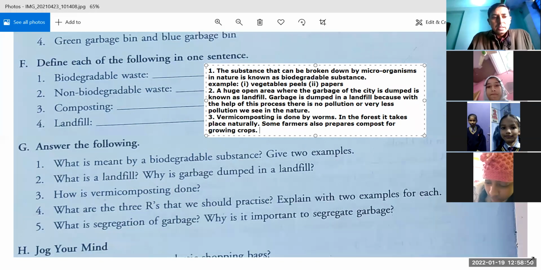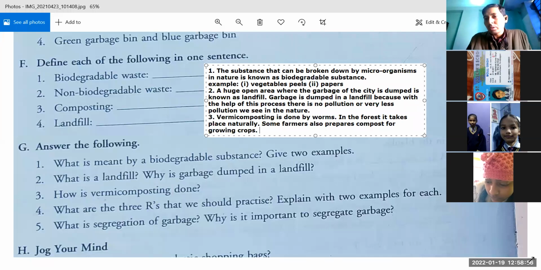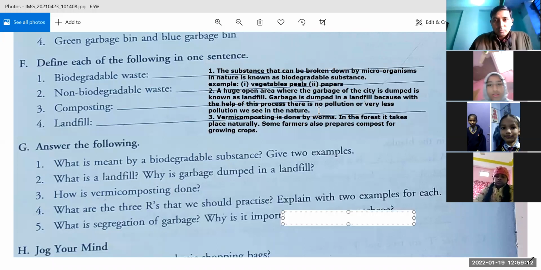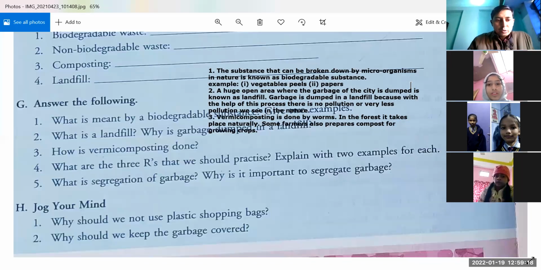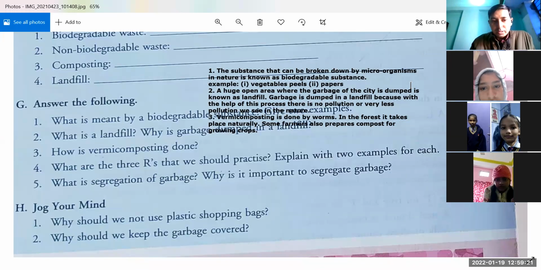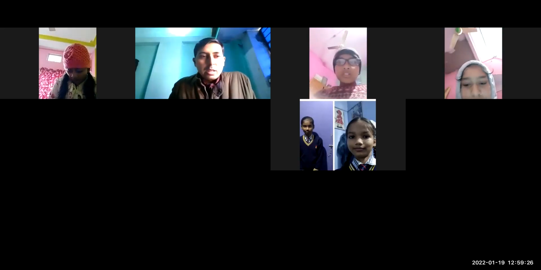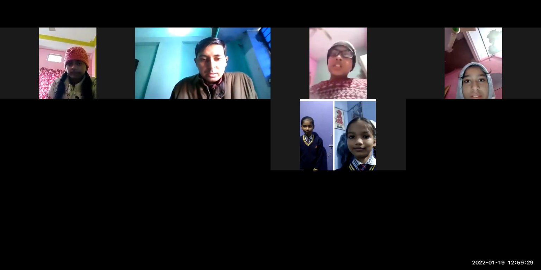Question number 4 is very easy. What are the 3 R's that we should practice? The 3 R's are reduce, reuse, and recycling. Very easy. Explain with 2 examples storage. What is segregation of garbage? These 2 questions are very easy. We will complete them in our next class. Then jog your mind also. What is written in jog your mind questions? Why should we not use plastic shopping bags and why should we keep the garbage covered? These are also very easy. So we'll continue in our next class. Today, till here only.